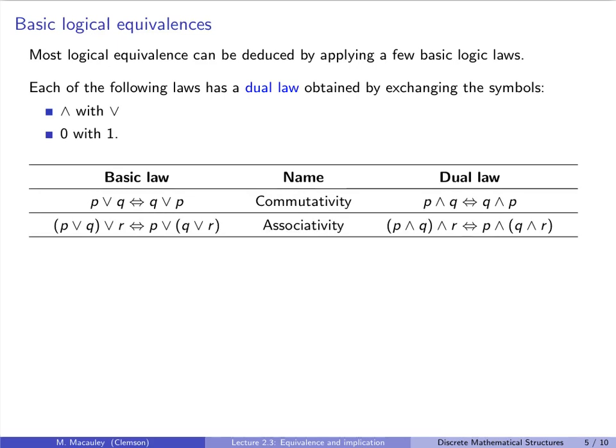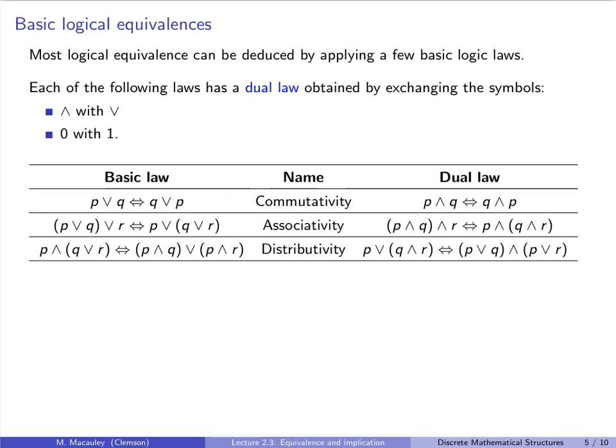Next, we have associativity, which means that parentheses, if we're not mixing ANDs and ORs, are permitted anywhere and required nowhere. So, said differently, (P or Q) or R is equivalent to P or (Q or R). And the dual law is (P and Q) and R is equivalent to P and (Q and R).